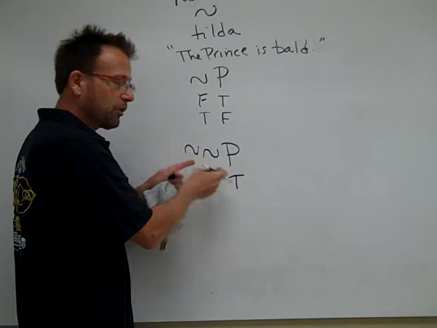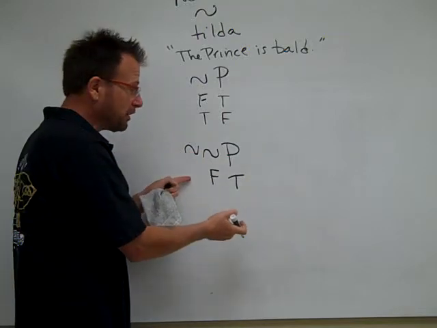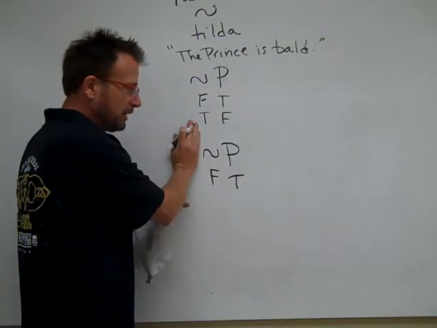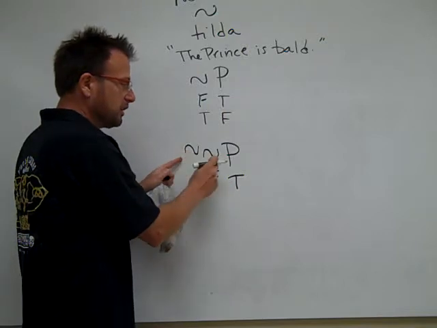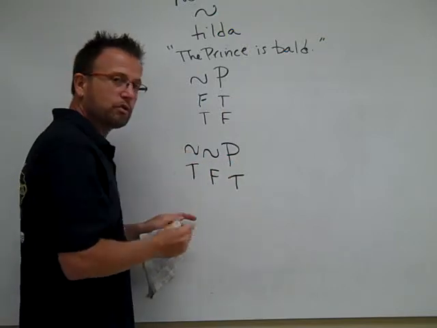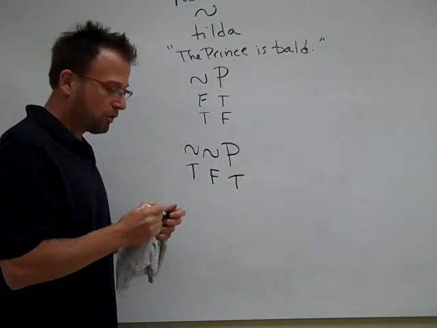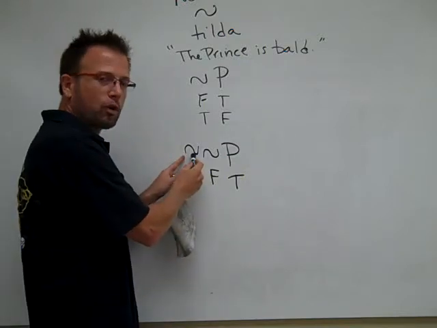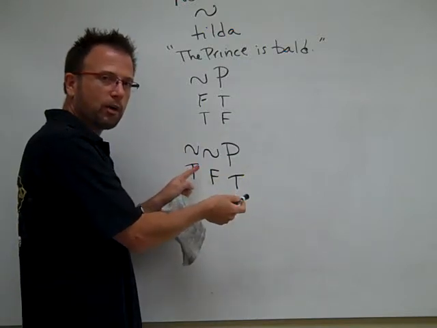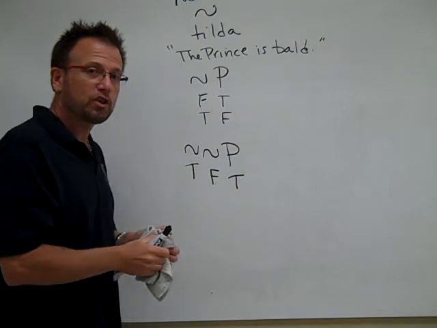Well, if the tilde requires you to flip the truth value, and if tilde P is false, then tilde tilde P would have to be true. So the tilde always requires that you flip the truth value of the statement to which it is appended.